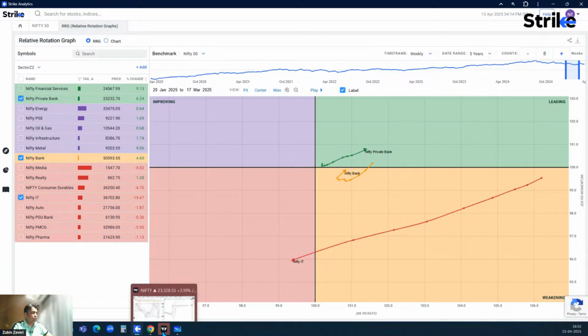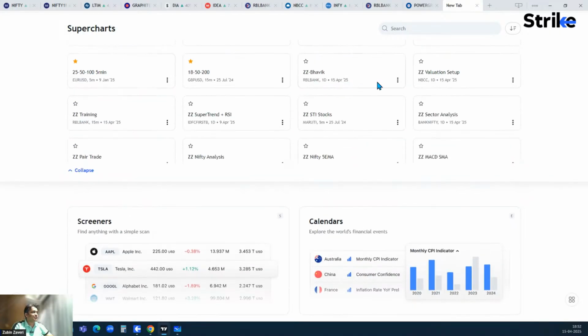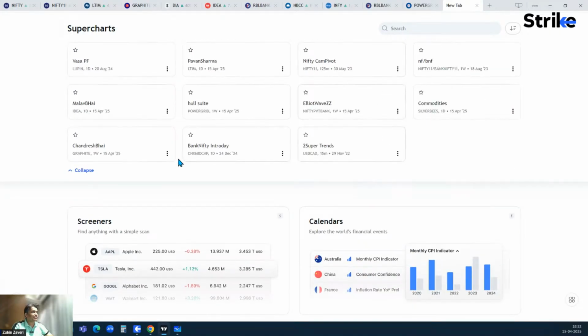So if you want to look at the chart over here, what can we do? Let me open up one chart over here, comparing both the indices.